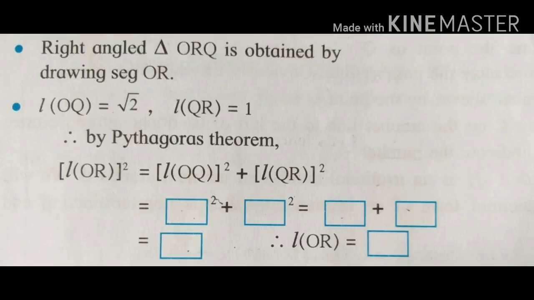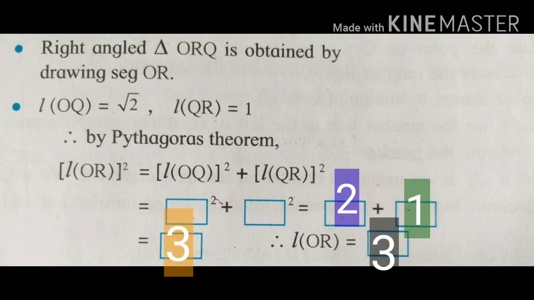Now, this is the question. Length OQ is given as root 2, length QR is given as 1. By using the Pythagoras theorem, children, we will find the hypotenuse. What is the formula of the Pythagoras theorem, children? Hypotenuse square equals side 1 square plus side 2 square. Here it is OR square equals OQ square plus QR square. Here OQ is root 2 and QR is 1. Square of root 2 is 2 and 1 square is 1. 2 plus 1, we get 3, and length OR square equals 3.